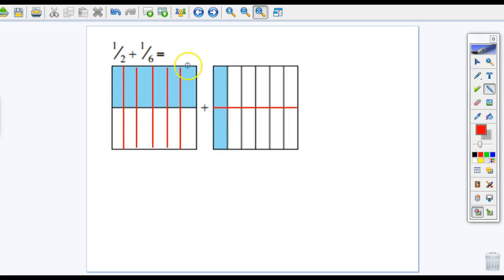Great. So now how many pieces do we have on the bottom? Or what's our denominator going to be? Let's just count: 1, 2, 3, 4, 5, 6, 7, 8, 9, 10, 11, 12. Right? So the first one becomes 6 over 12. The second one, we also know is going to be over 12, but we only have 2 shaded. So when I add 6 plus 2, I get 8 over 12. Easy peasy lemon squeezy. Make sure you have it copied down. Push pause if you need to. And when you're ready, push play.